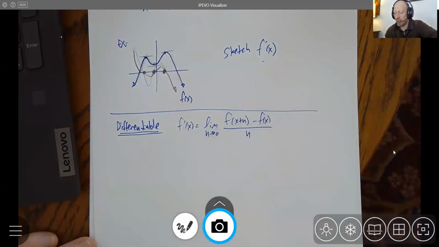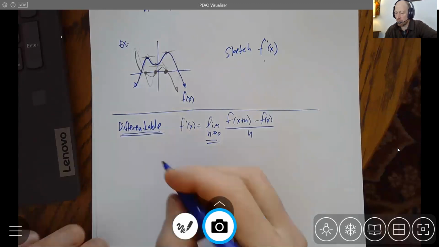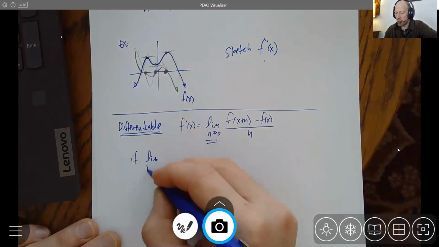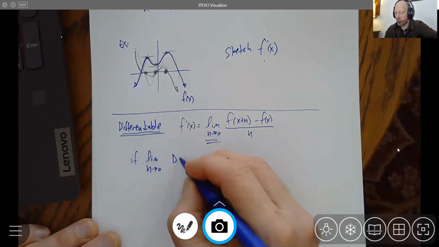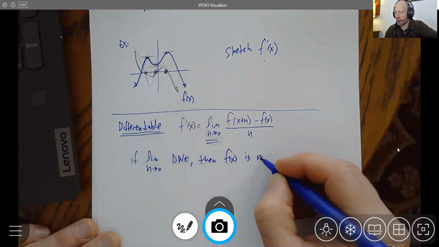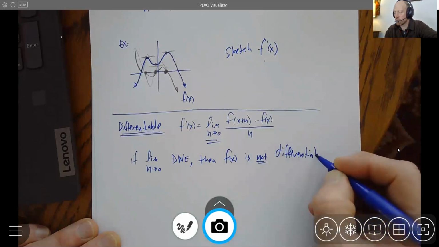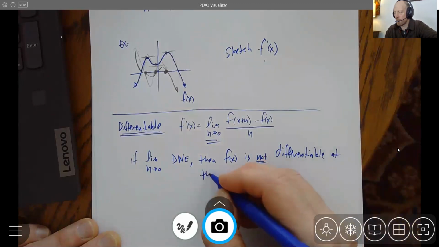The derivative is a limit. And we know that limits don't always exist. So it certainly seems likely that there are some places or situations where the limit may not exist. Right? And if the limit doesn't exist, then we say it's not differentiable. So if the limit as h goes to 0 does not exist, then f of x is not differentiable at that point.